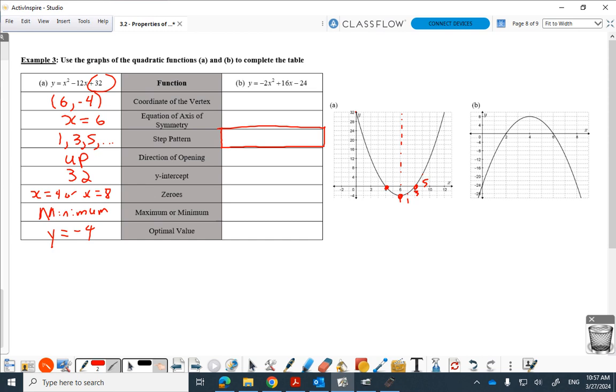Is my timer working? Yeah, 45 seconds still to go on my timer. Skip over step pattern if you have to, or if you've got time, work on it because it's a little weird. The step pattern's a little weird.